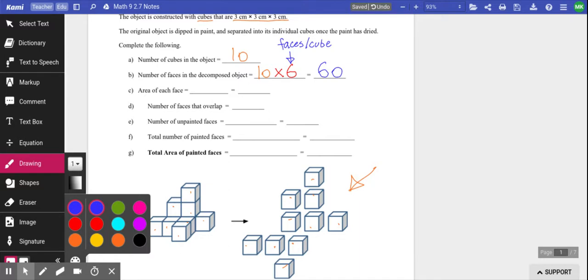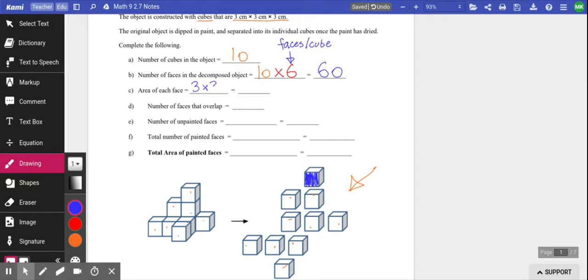If we looked at just one face of a cube, for instance, just this face right here that I'm highlighting in blue, and I wanted to figure out the area of that, I would do length times width. Since it's a cube and we know all the sides are 3, we're doing 3 times 3. And that would give me the area of one face is 9.